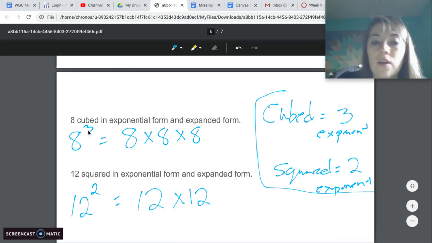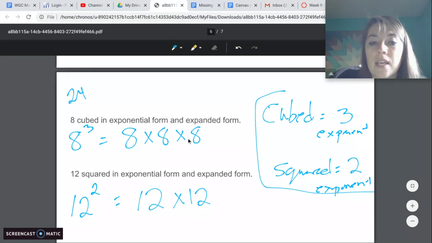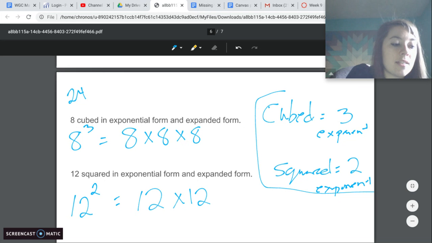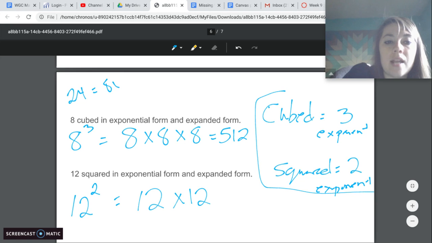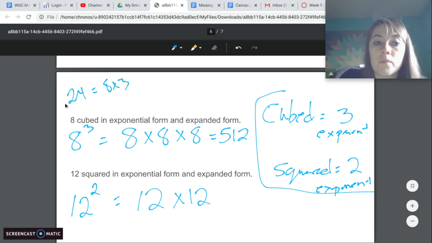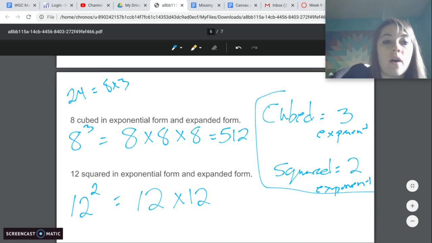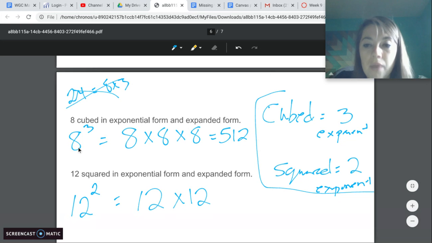8 times 3 would be 24. 8 times 8 times 8, so 8 to the third power, is 512. So 24 is just what 8 times 3 is. 8 to the third power, though, is 512. There's a big difference between 24 and 512. So we do not take the base number times the exponent. We take the base number times itself as many times as the exponent tells us.